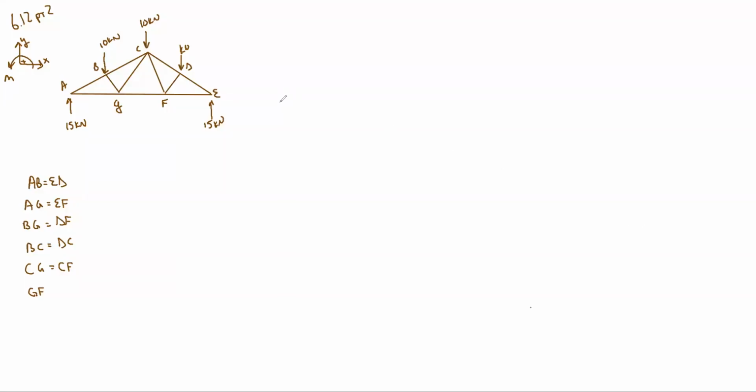Hi, welcome to part 2 of problem 6.12. A couple of reminders: the structure is in fact symmetrical, exactly symmetrical. All the distances are the same everywhere, and the forces are applied in the same direction at the same corresponding spots. We only have to figure out half the members, and that'll give us the other half automatically.